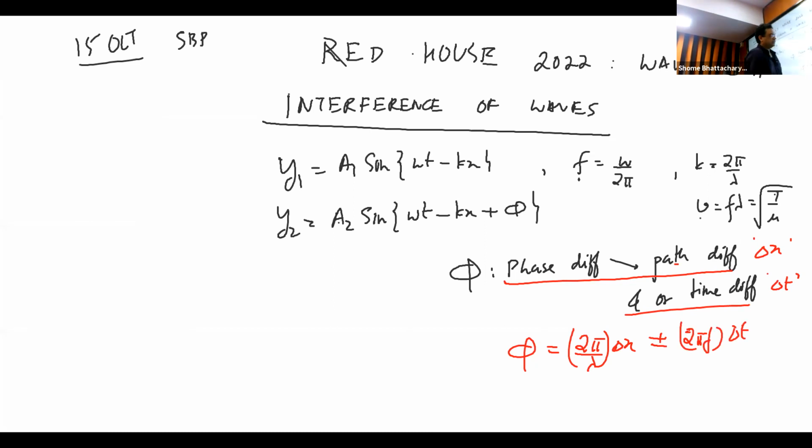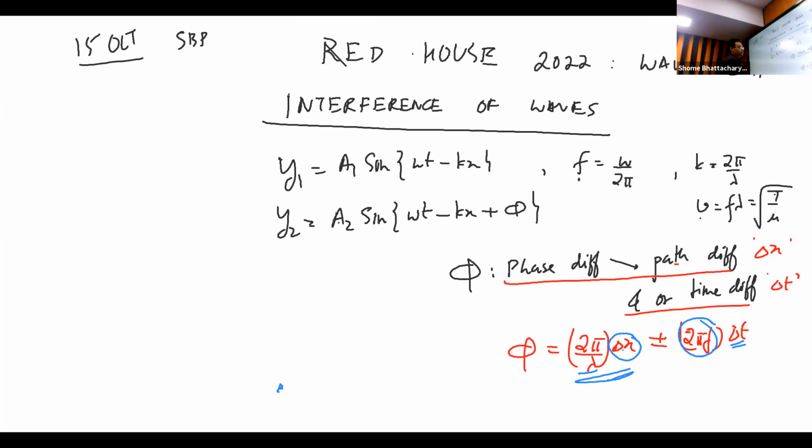So this is the critical thing, that how to calculate the phase difference in terms of the information about the path difference delta x. So path difference converted to phase difference, you have to multiply by a factor of 2 pi by lambda, and time difference converted to phase difference, you have to multiply by a factor of 2 pi f, okay, or 2 pi by time period. So that becomes the important thing.